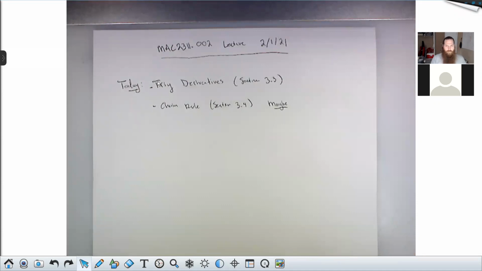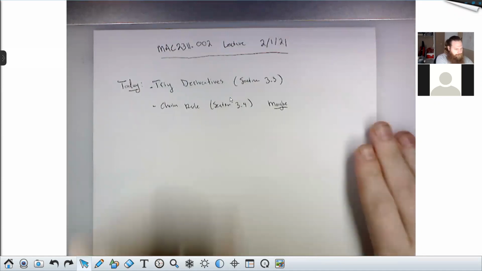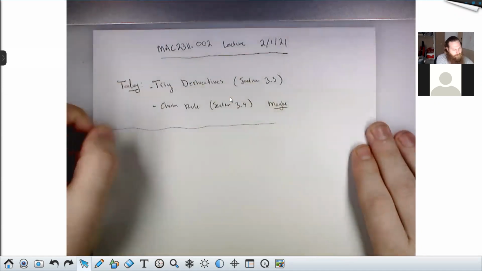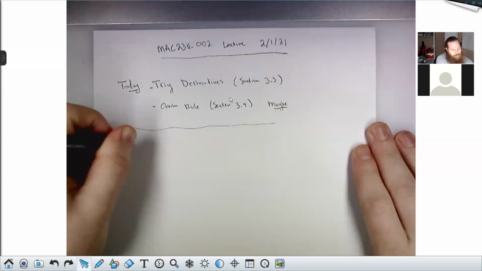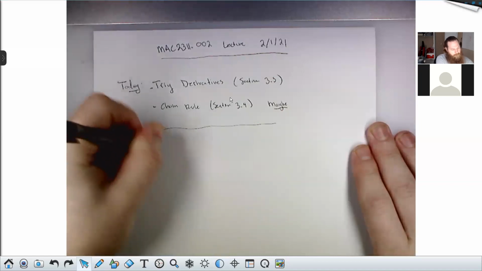I think it's not a bad idea to remind us a little bit what the trig functions look like. I know there's a lot of times details can be forgotten. So let's start with the basic stuff. Do a quick trig refresh.